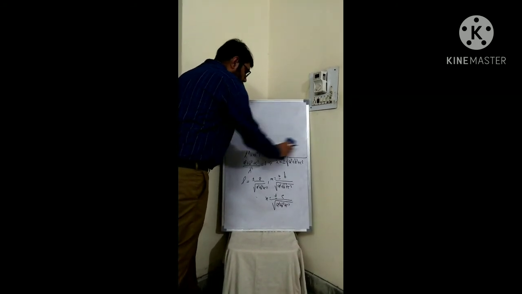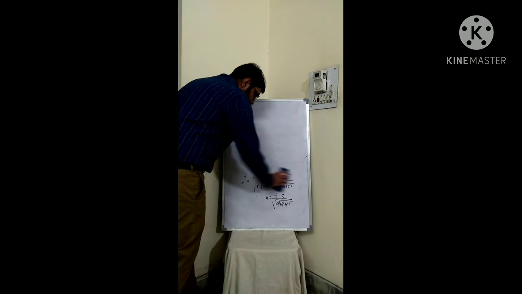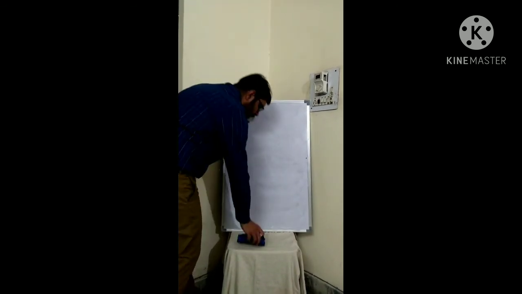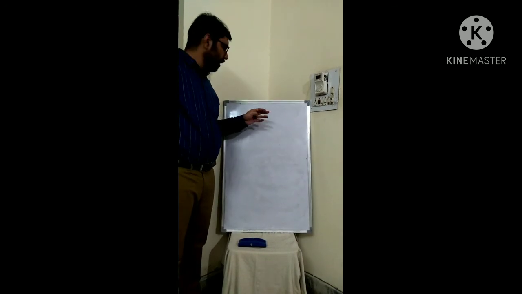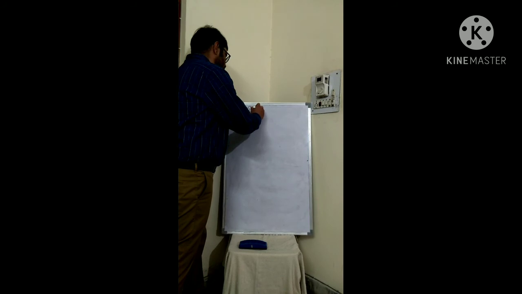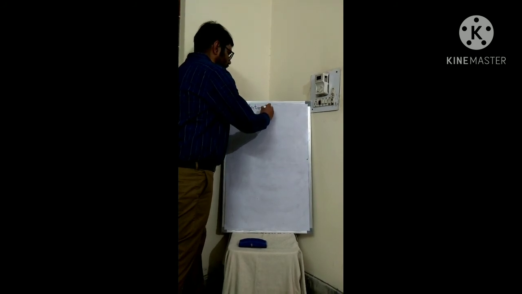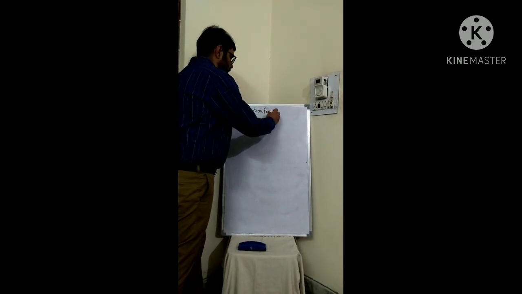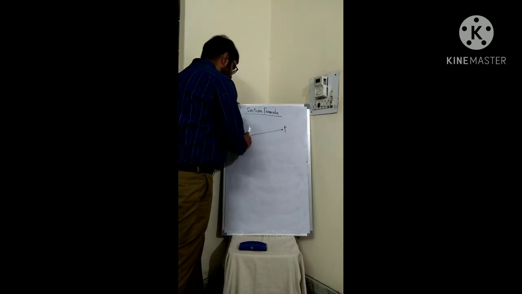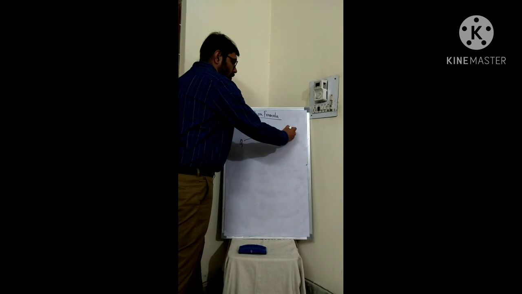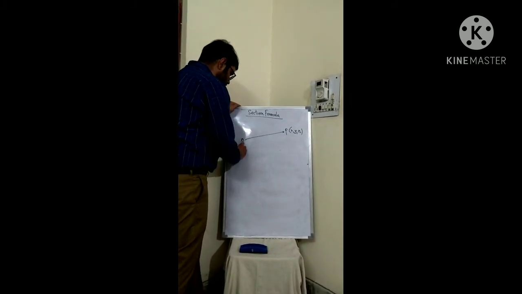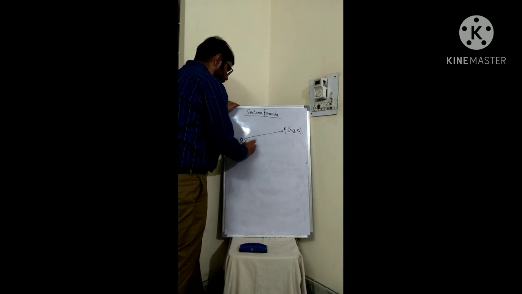We come to the topic of section formula. Section formula is a formula which is helpful in finding the coordinates of a point which is dividing 2 points in a particular ratio. Okay, so first of all I'll just write the heading section formula. So suppose we have 2 points P and Q, the coordinates of P are x1, y1, z1. The coordinates of Q are x2, y2, z2.